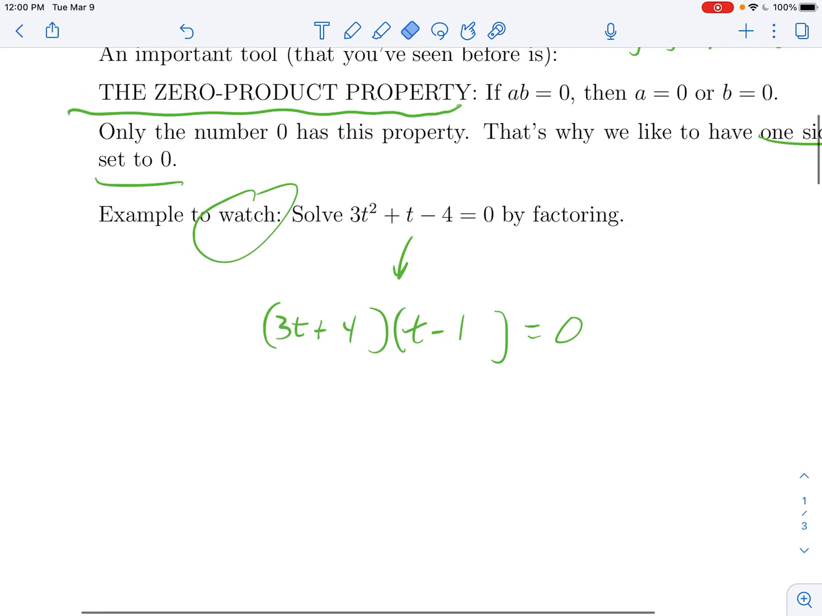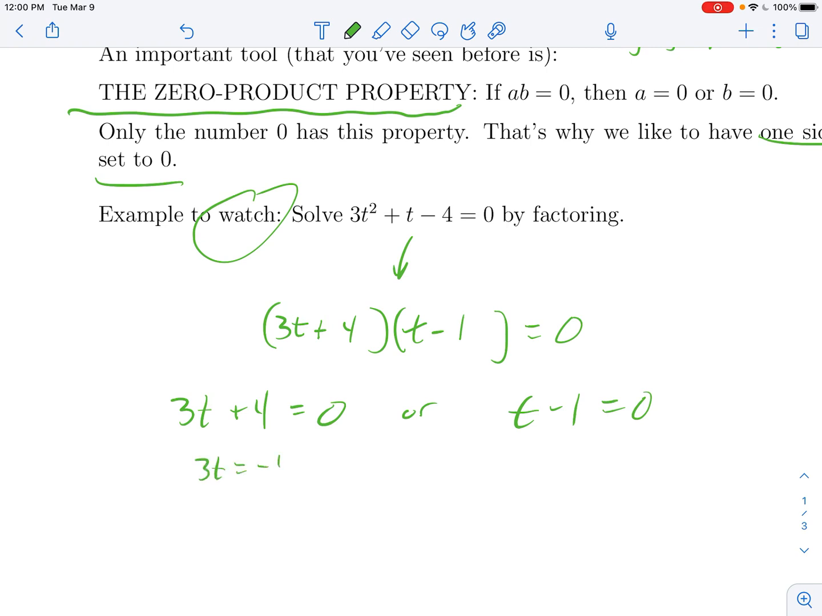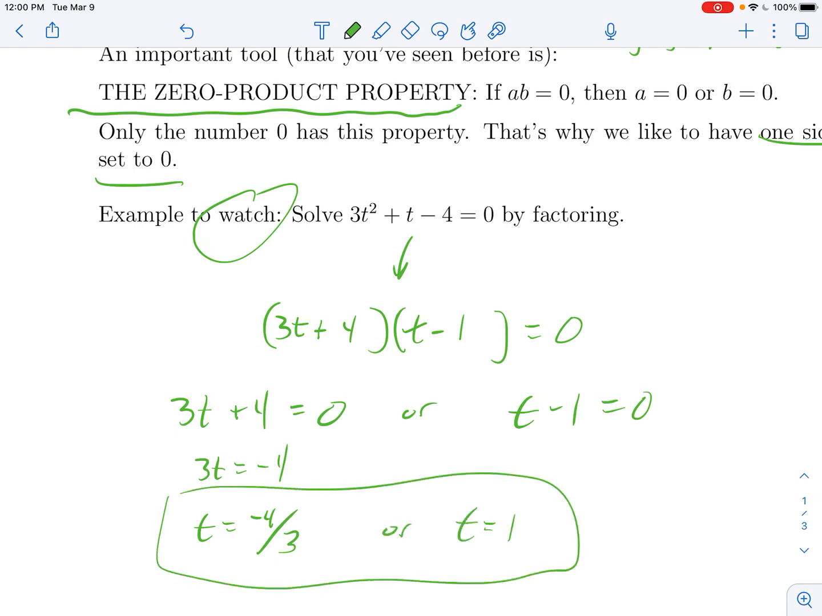But now, by the zero product rule, if two things multiplied together to give me 0, that means either the first factor was equal to 0, or the second factor was equal to 0. And we can solve these individually to get that t was -4/3 or t equals 1. And this is really powerful.